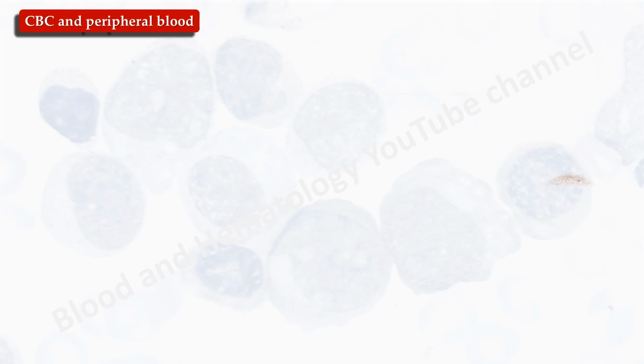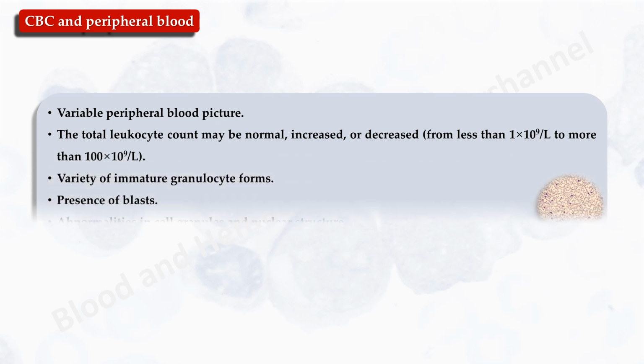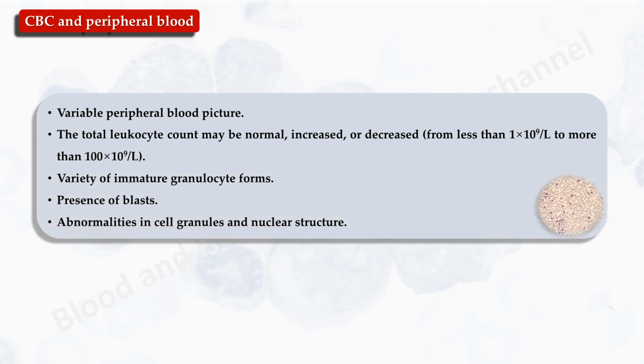The peripheral blood picture is quite variable in AML. The total leukocyte count may be normal, increased, or decreased. Although the common presentation includes a variety of immature granulocyte forms, occasionally only myeloblasts are found on the peripheral blood smear. Abnormalities in cell granules and nuclear structure are frequent.